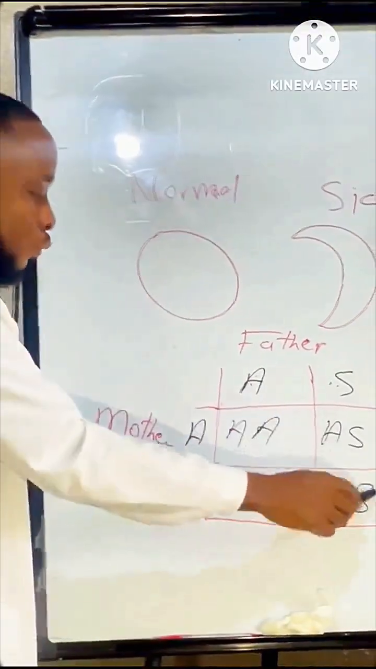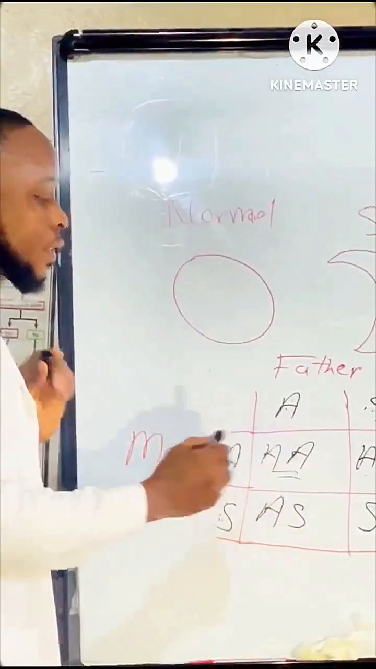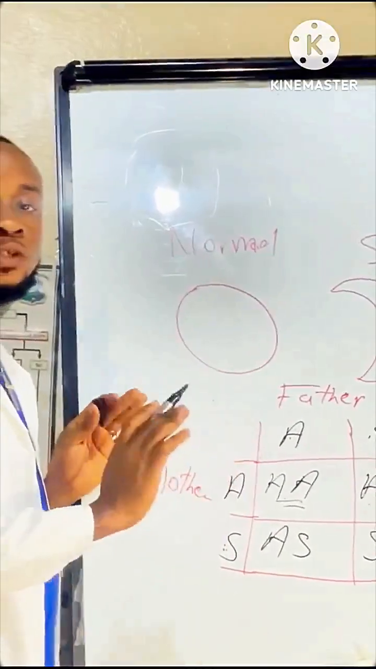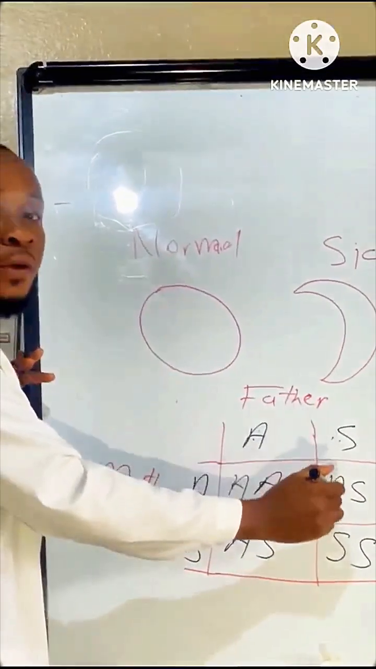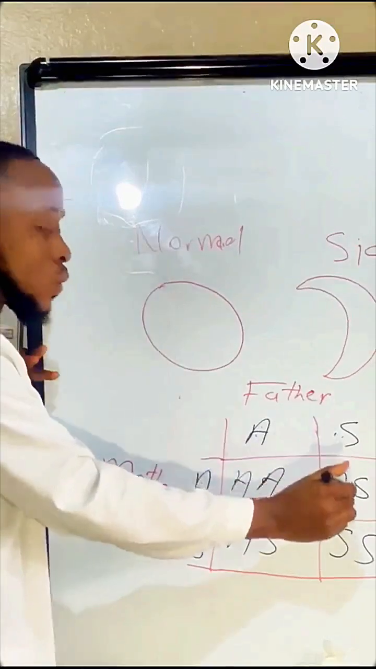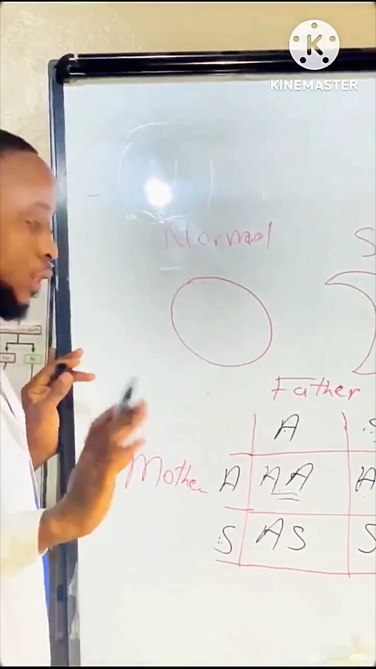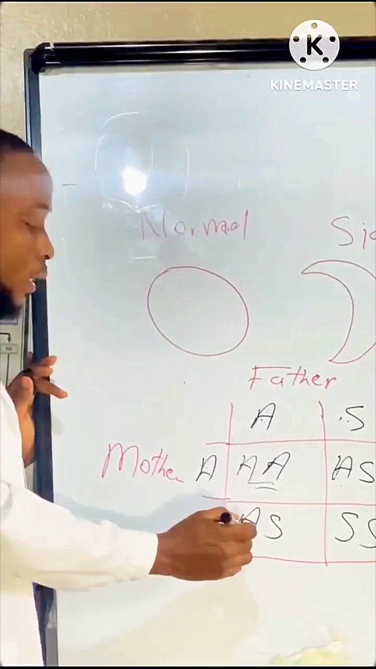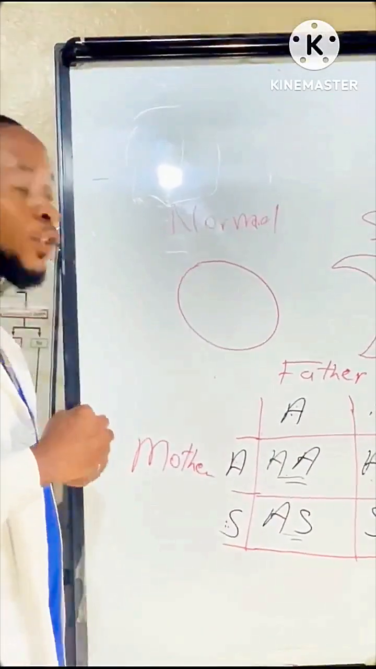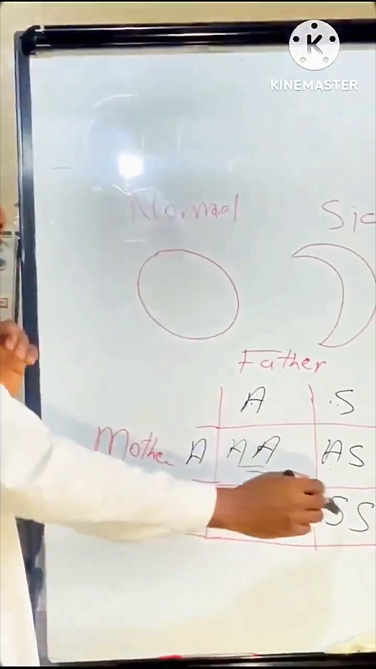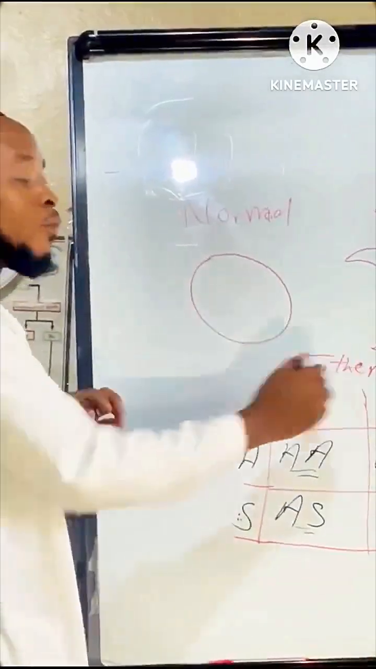They have 1, 2, 3, 4 children. Assuming this child does not even carry the gene at all, the genotype is AA. And they have another child who is a carrier of this sickle cell gene, AS, but it does not have any symptoms manifesting or any effect. The third child is also a carrier of this sickle cell gene. Now, the unfortunate one is the last child, who is the victim of sickle cell from both parents.